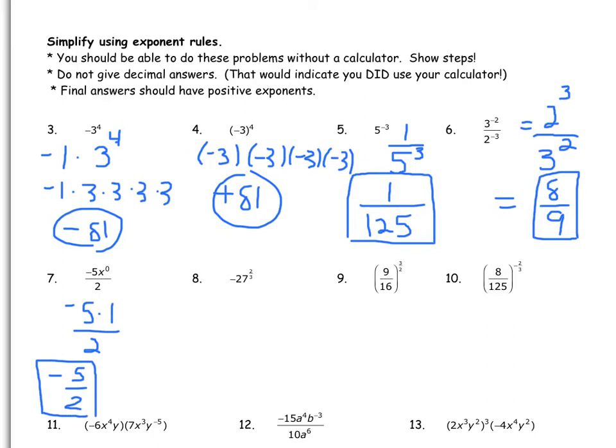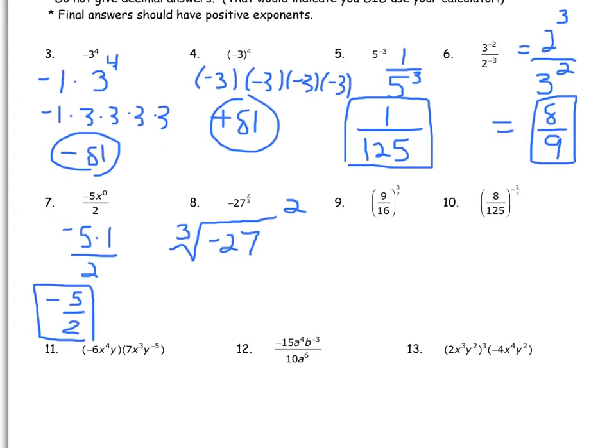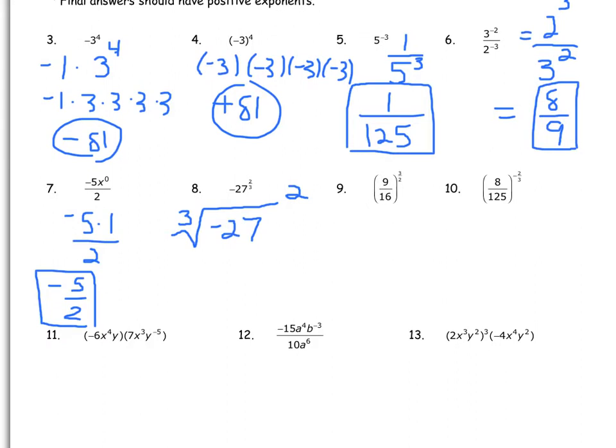Number 8, now we've got a rational exponent. So the bottom number becomes your root. The top part of your power becomes the power that you raise that root to, and the negative 27 is in your radical. All right, you can take a cube root if you have 3 of the same factors. So negative 27 is the same as negative 3 times negative 3 times negative 3. So I can take out that negative 3 for the cube root, and then I have to square it, and I get a 9.